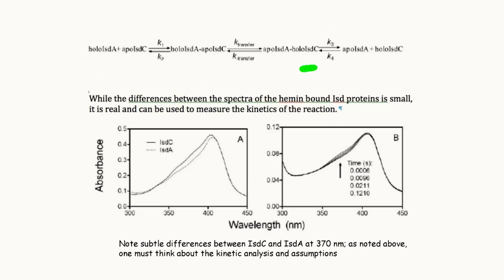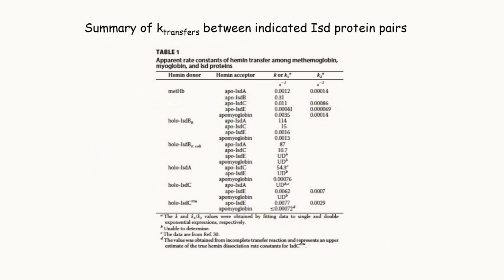Okay, and so when they do that, if you look at the analysis, and I'll show you a few pieces of data, they favor the model associated with the kinetic analysis of all of their data: that you form a binary complex of the two proteins, and that the heme is transferred from one to the other, and then the apo IsdA dissociates. Okay. So this is analogous to what you've seen, and here's some data.